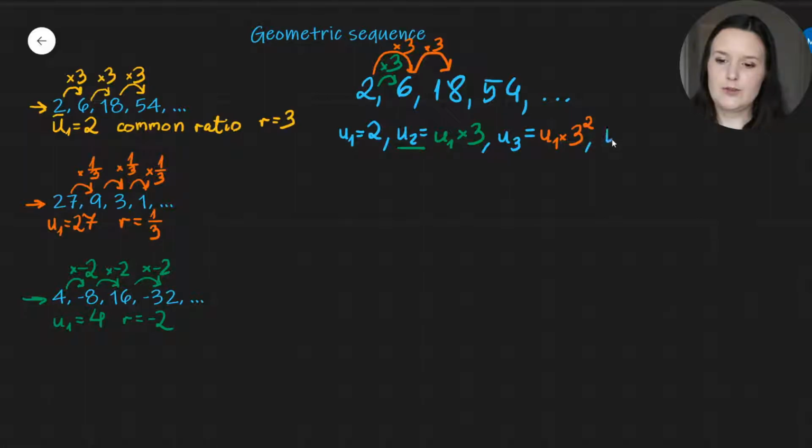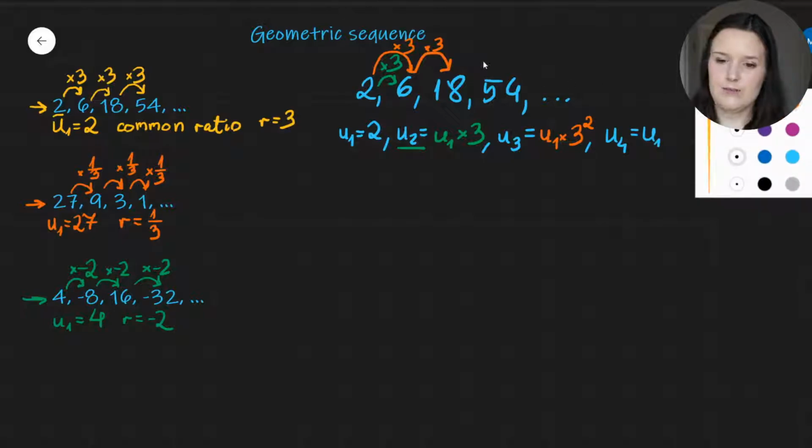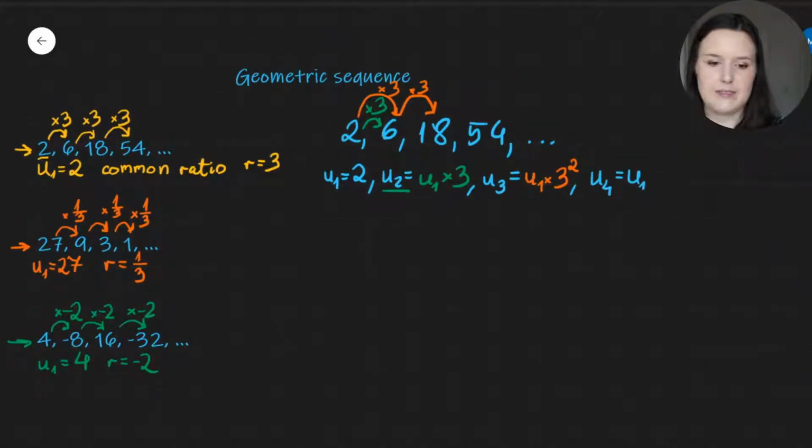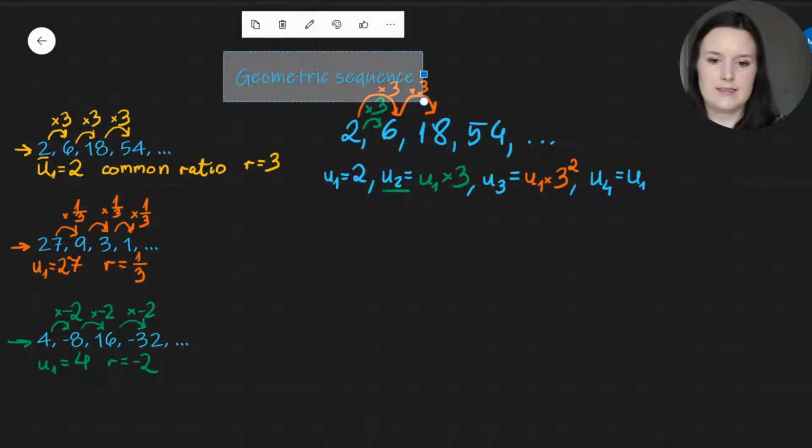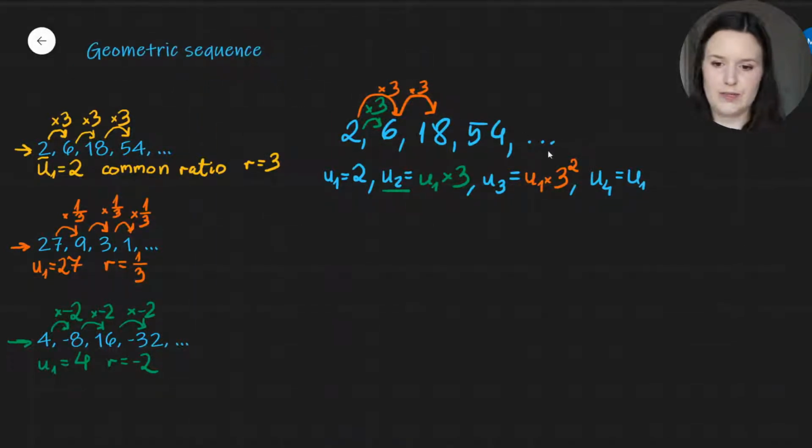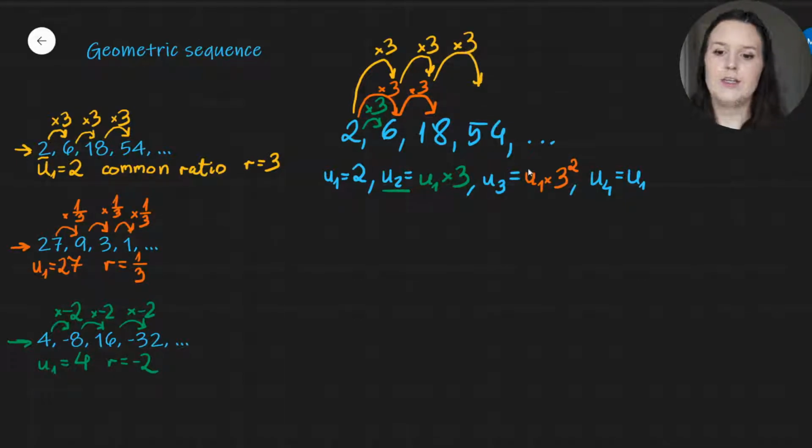How do I get to u4? u4 is 54. And again, I have to start at the first term, and then I have to multiply. Let's see how many times. I start at 2, and to get to 54, I actually have to do times 3 to get to 6, times 3 to get to 18, and then one more time times 3 to get to 54. So I had to multiply 3 times. So I had to multiply by 3 to the power of 3.